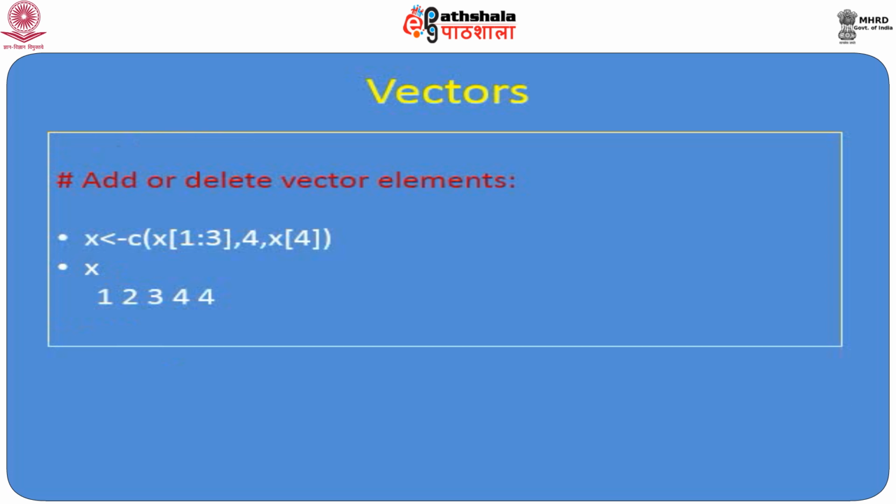This is how we can add or delete elements of a vector. Here we are using the older x to make a new x vector whose first 3 elements are the same as those of the earlier x. The fourth element is 4 and the fifth one is the fourth element of the previous x. So, altogether our new x looks like 1, 2, 3 and then two consecutive 4s.